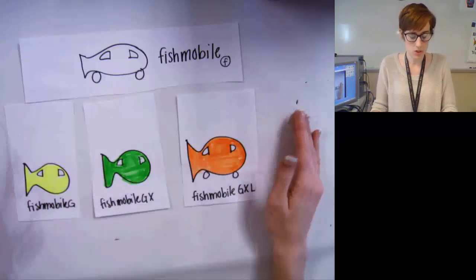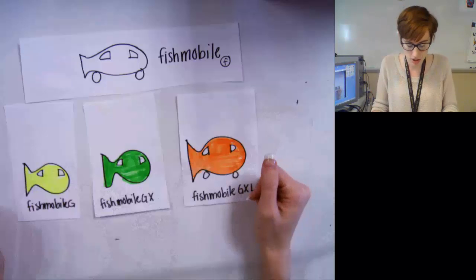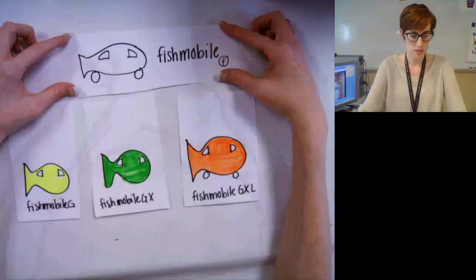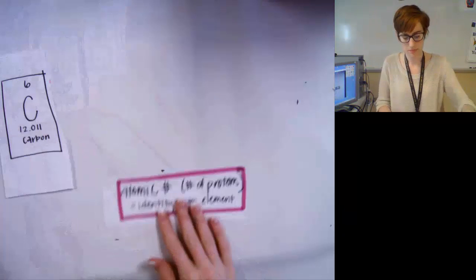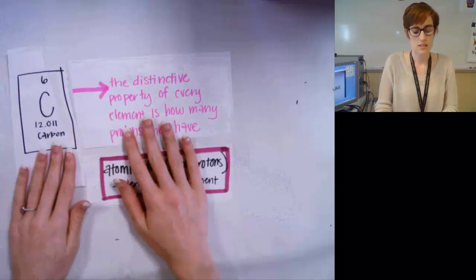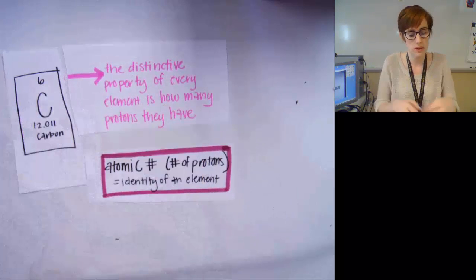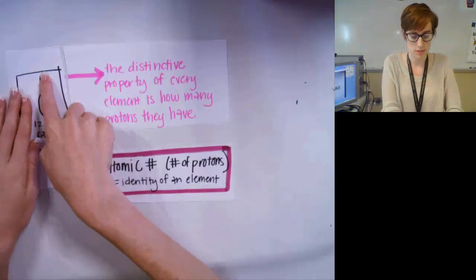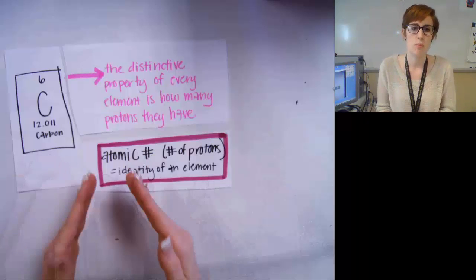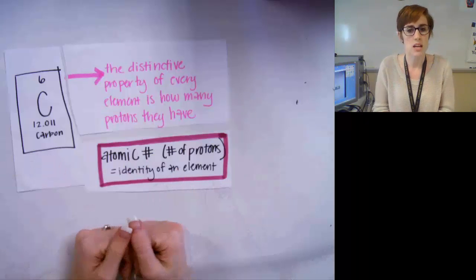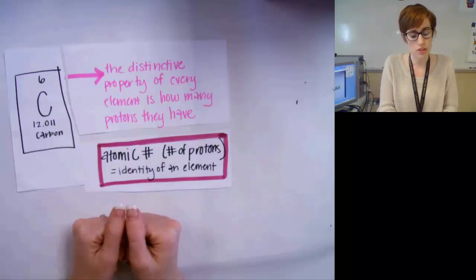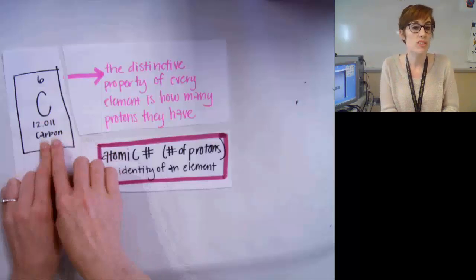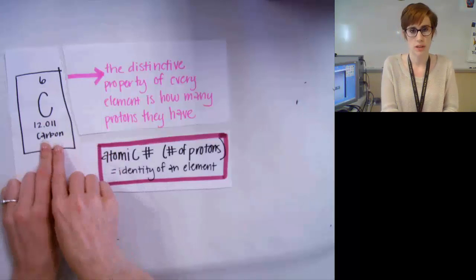So keep this picture in mind when we're talking about isotopes. Isotopes are different variations of the same element. So think of this element, carbon. Carbon has 6 protons, and we know that because its atomic number is 6. And the atomic number always tells us the number of protons. The number of protons is the distinctive property for an element. Even though other things about carbon atoms may differ, the one thing that will never differ for every single carbon atom is their atomic number.